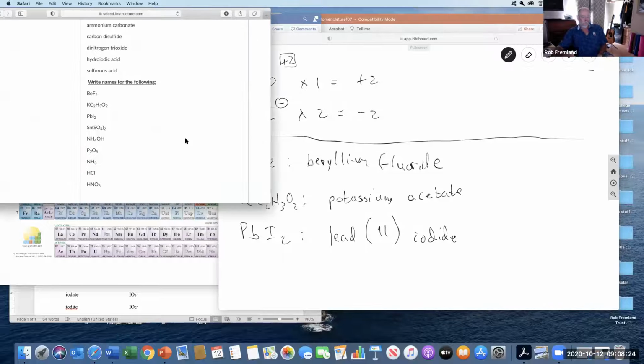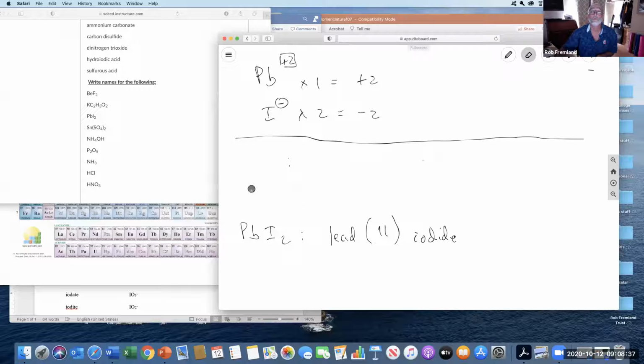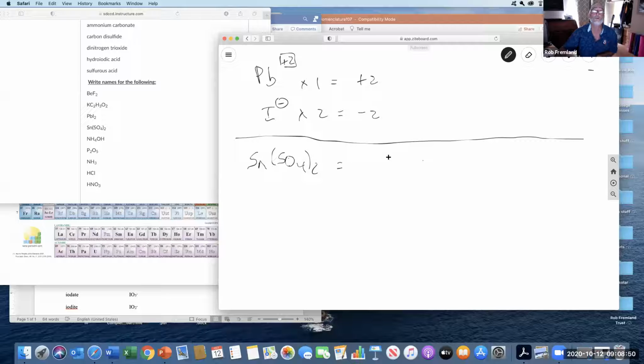All right. I think I have another one of these. Actually, yeah, okay, now we'll do another one. SnSO4. Let me do that one. Someone was asking me about the crisscross method. This next one's a good example of why the crisscross method doesn't always work. SnSO4, and I don't teach the crisscross method. But if you've seen that method, this is where it falls apart a little bit.